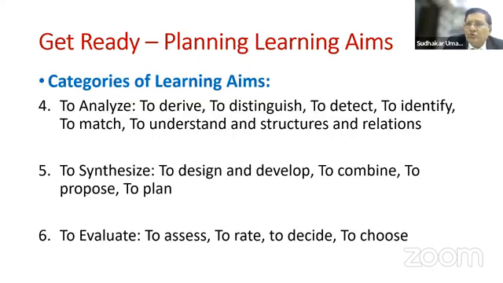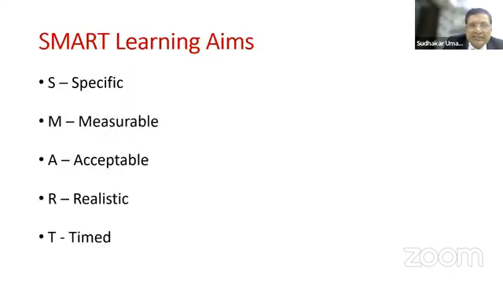learning aims, and we have to plan according to that. So this is the get ready. And hence what you teach in the classroom, that teaching must be of smart learning aims. So what is meant by smart? Smart teaching, smart learning. So what is this smart learning and smart teaching? The teaching and learning process must be very specific. Teaching and learning process must be measurable. Teaching and learning process must be acceptable by the students. Teaching and learning process must be realistic.